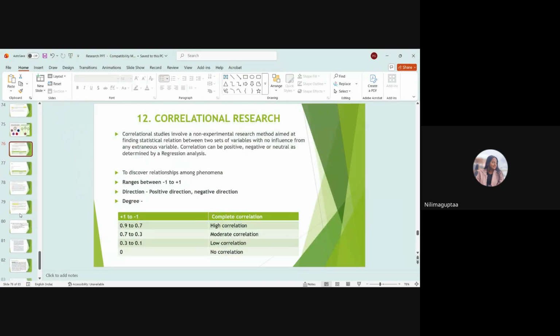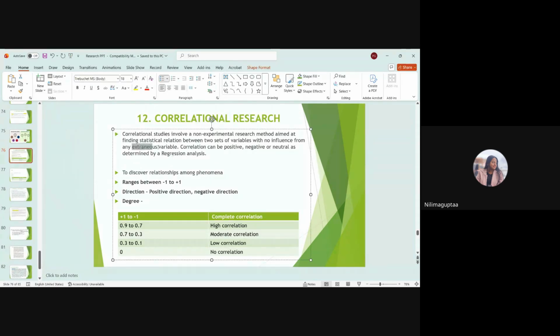Then we have correlational research. Now, correlational research study involves non-experimental research. Okay, it's not an experimental research. It's a research that does not take experiment. It involves a non-experimental research method aimed at finding statistical relation between 2 sets of variables, with no influence from any extraneous variable.